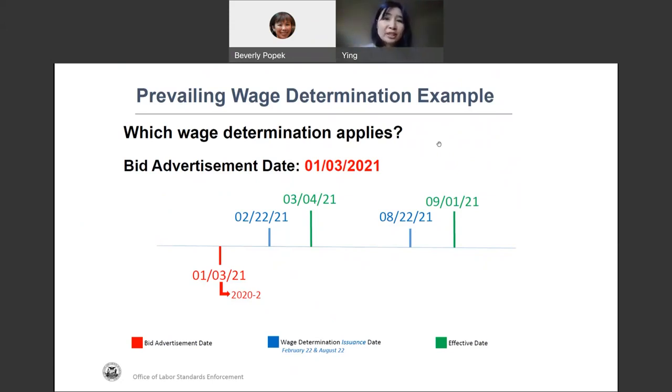The answer is 2020-2. The reason is the bid date on January 3rd, 2021 is before the effective date, which is March 4th. So you're going to use the previous one, which is 2020-2. Any project that bids between September 1st, 2020 and March 3rd, 2021 is going to be the second determination of the year. And any project that bids between March 4th and August 30th would be the first determination of the year.